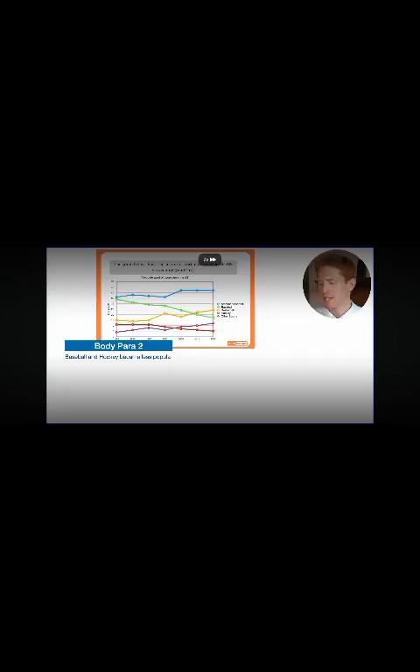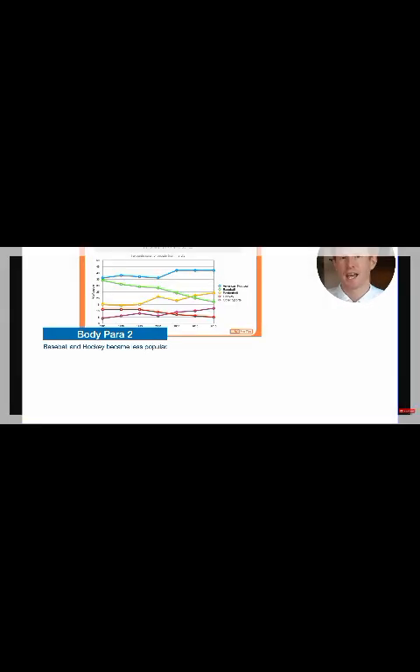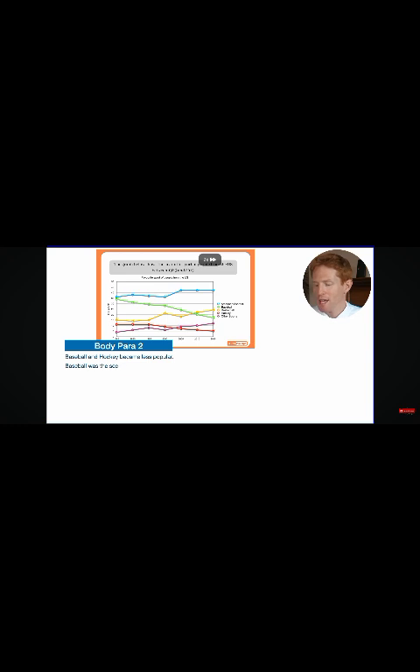Baseball and hockey became less popular. The next sentence will logically tell the examiner about baseball. Baseball was the second most popular sport at the beginning, just under 35% in 1985. However, its popularity declined, resulting in baseball becoming the third most popular sport by 2015. Now we're going to talk about hockey.